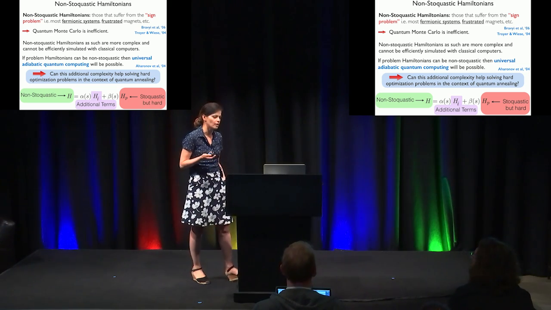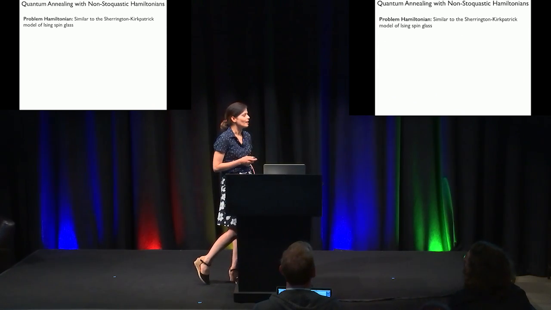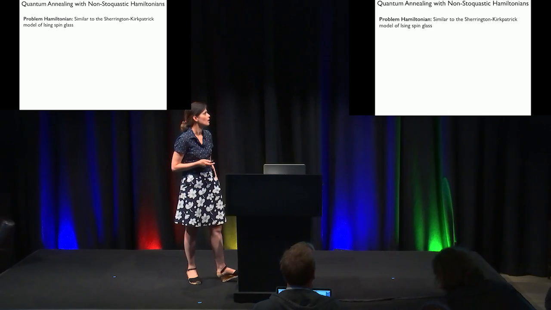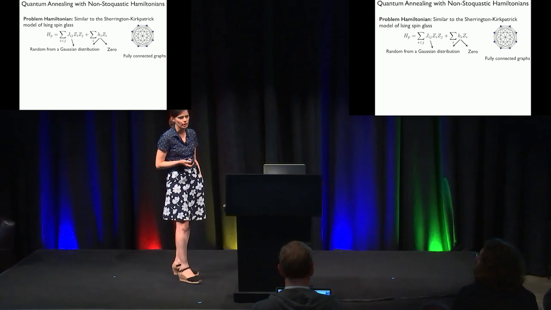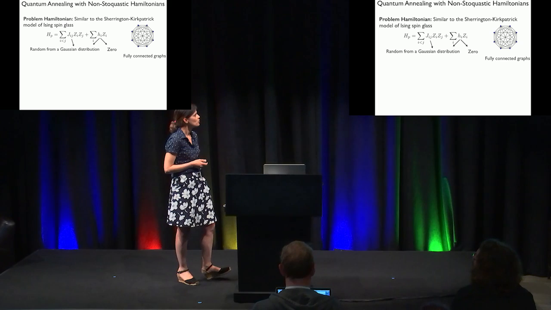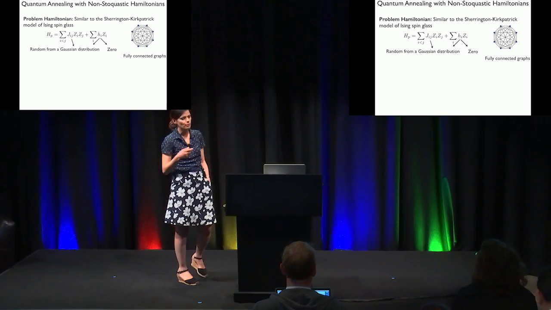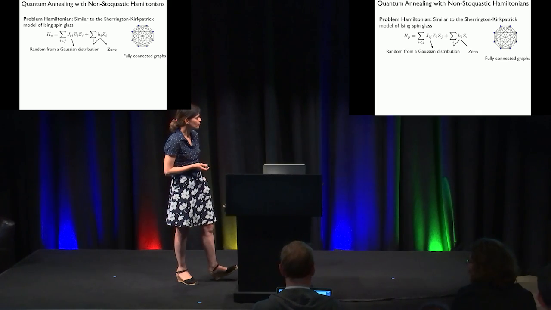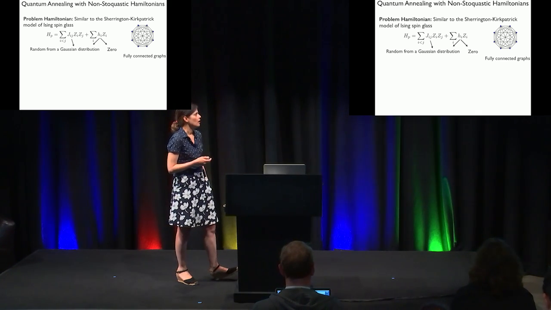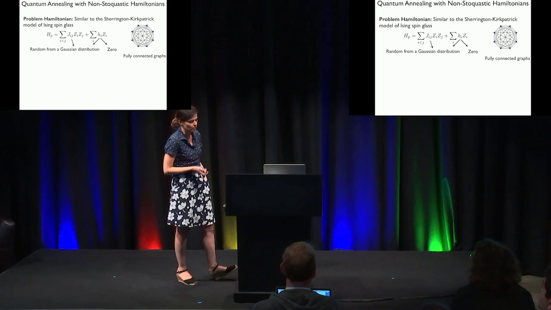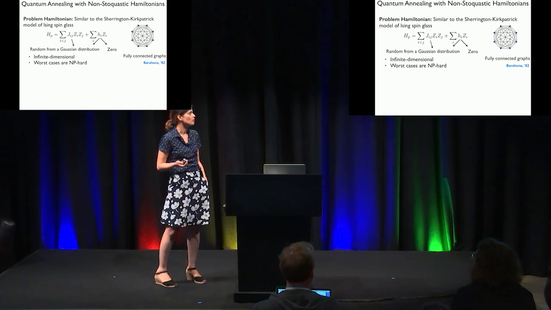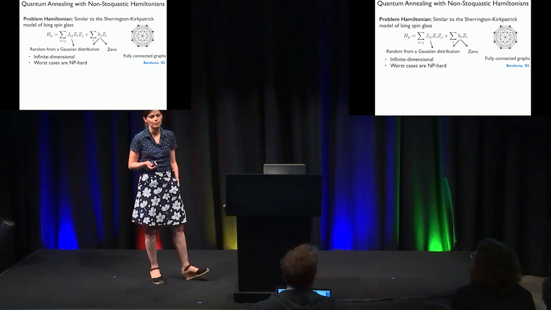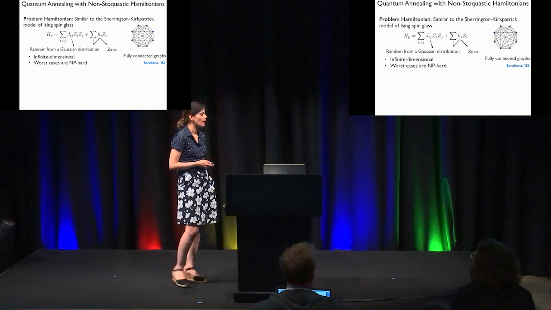We picked a particular problem, a version of the Ising spin glass problem similar to the Sherrington-Kirkpatrick model, defined on a fully connected graph. Every two spins are interacting and coupled to each other, and the couplings are randomly chosen from a Gaussian distribution. In addition, we add random fields to each spin, with the strength also chosen from a Gaussian distribution. This problem is infinite dimensional, and it's been shown that its worst cases are NP-hard, so it's a reasonable problem to look at.